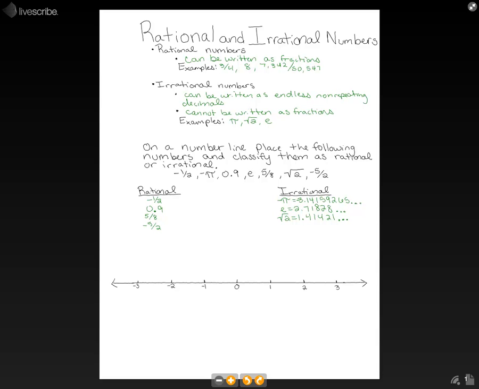So we're now putting these on our number line. Let's go ahead and put our rational ones on first. So we have -1/2. That'll be about here somewhere. These are just kind of approximately where they'd be. And then we have 0.9. We have 5/8, and if you think about 5/8, a little more than 4/8, so it's a little bit over 1/2. And we have -5/2, and if we would put that in a decimal form, that's going to be -2.5, so that's going to be down here.